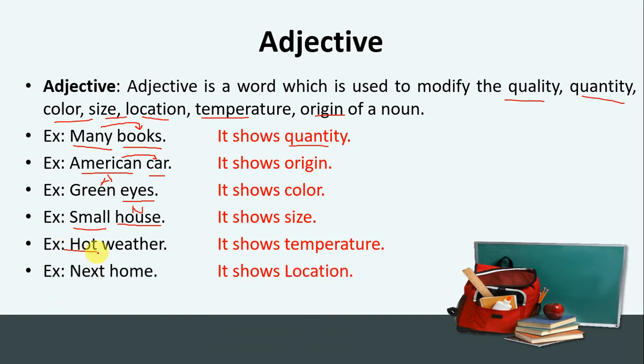Now, next room, it shows location. Next room, so it talks about this one. It's a noun, right? Whenever you see a word which shows the location, and after that a noun is directly used, we call that an adjective, right?